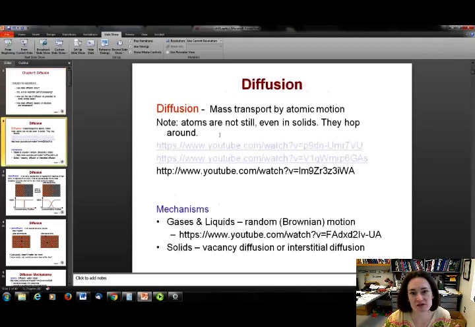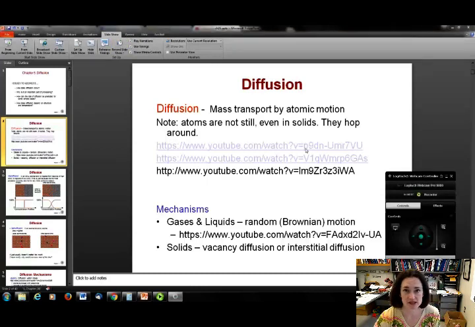So first of all, what is diffusion? The definition of diffusion is mass transport by atomic motion. So the atoms are moving around inside of a material. They're not still, even in a solid material, and they can hop from lattice site to lattice site.